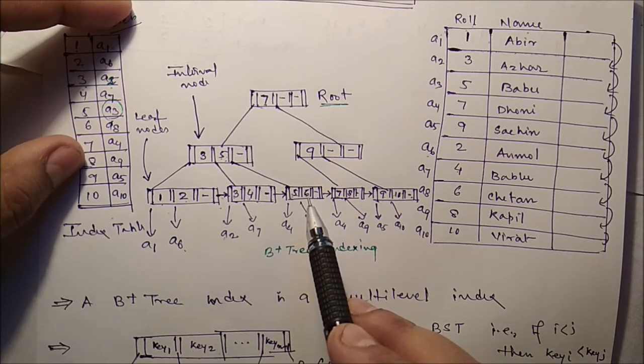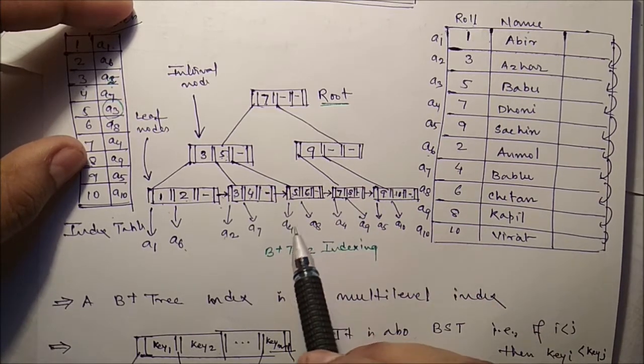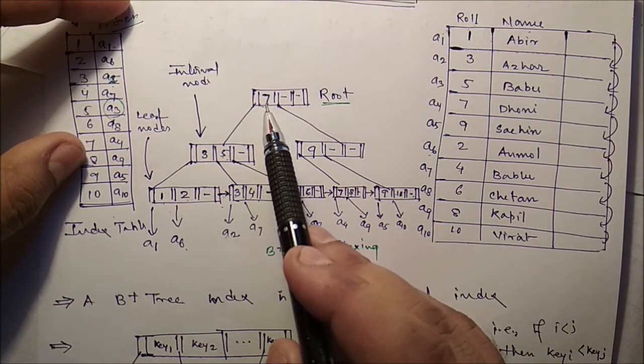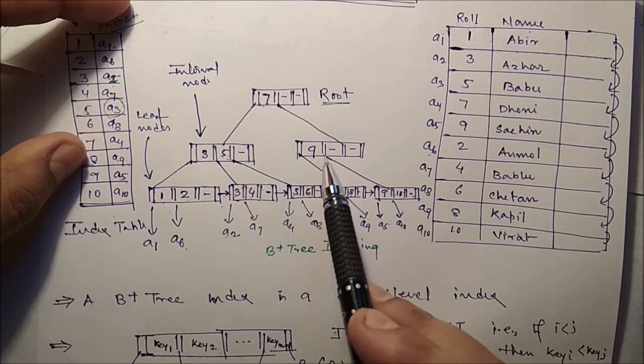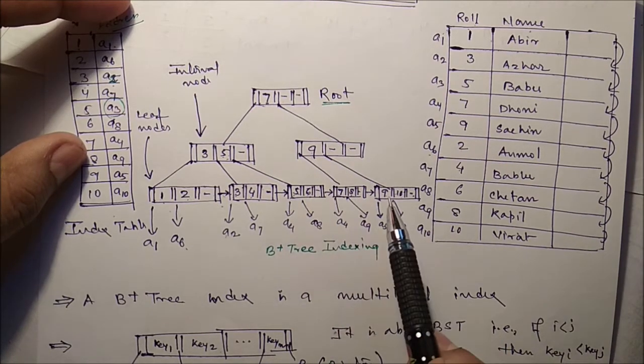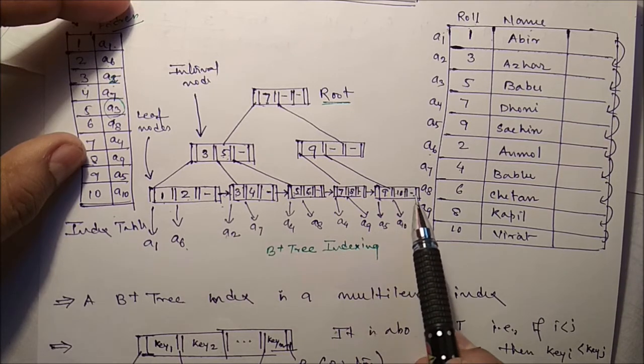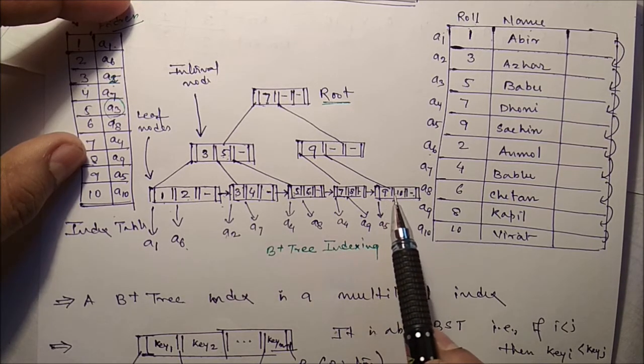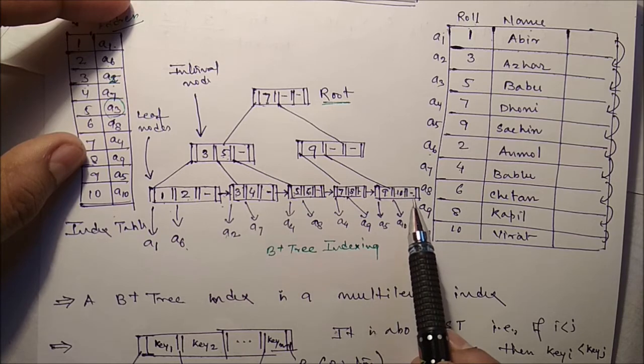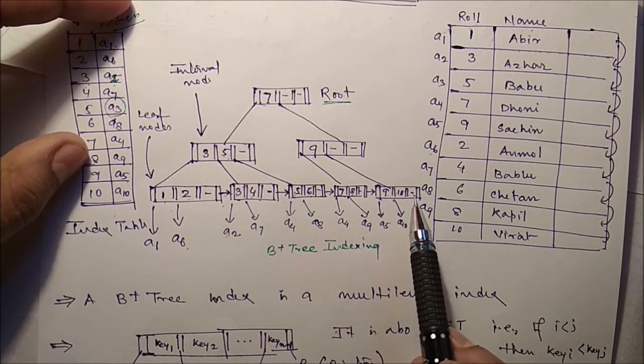Now we want to check whether 11 is there or not. 11 is more than 7, so you have to move right. More than 9, you have to move right again. Now we are in the leaf and you have to process all the data. Here 9 10 is there but 11 is not there. That means 11 is not part of the table.